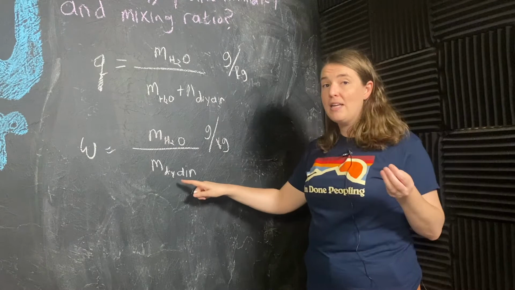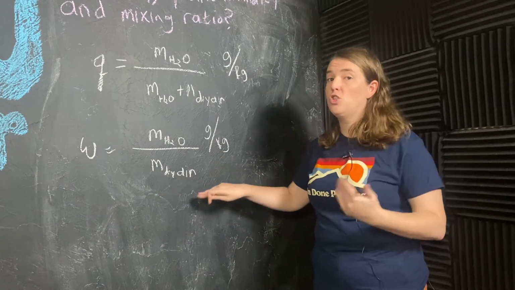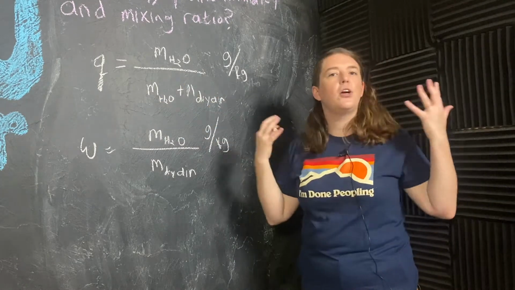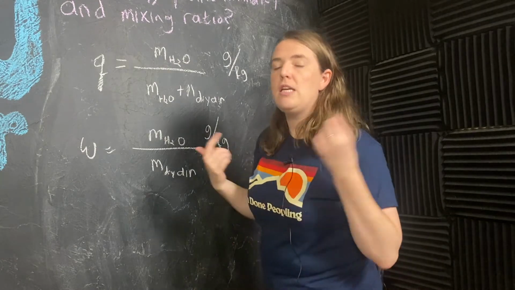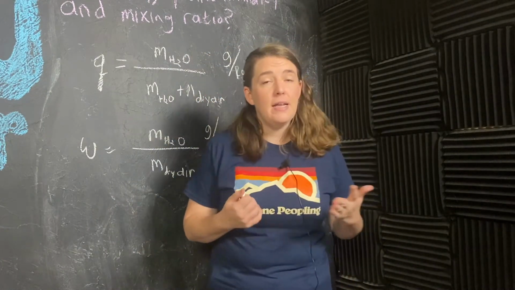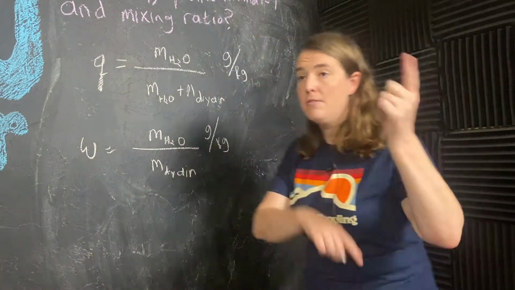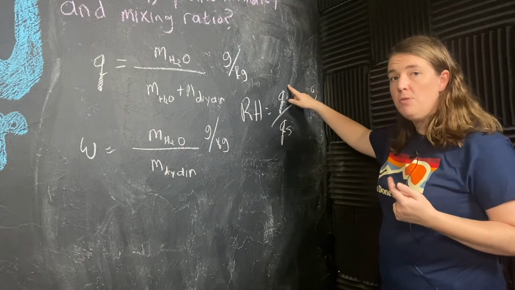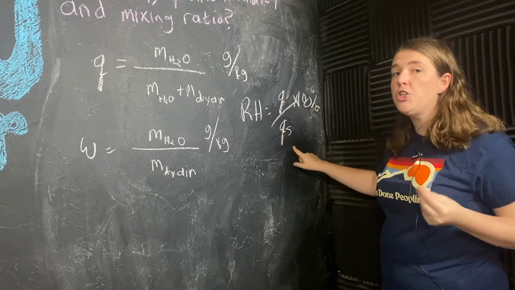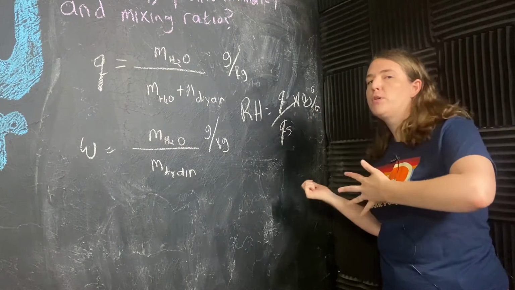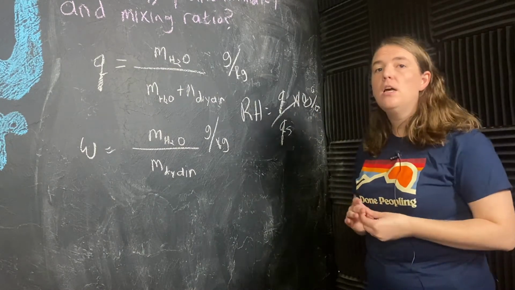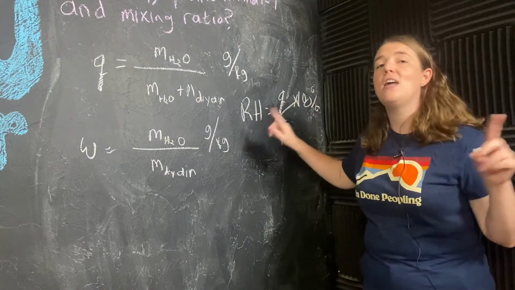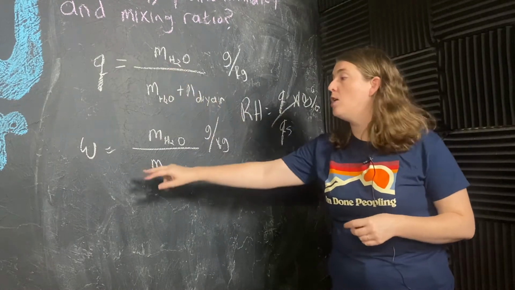But that is the difference. The difference is in the denominator. For mixing ratio, it's just the dry air. For specific humidity, the mass of the water vapor is included in the denominator. Realistically, you can use either of those guys to calculate relative humidity. Relative humidity then would just be this. The, let's say, specific humidity divided by the saturation value and then times 100% to get us into the right units.